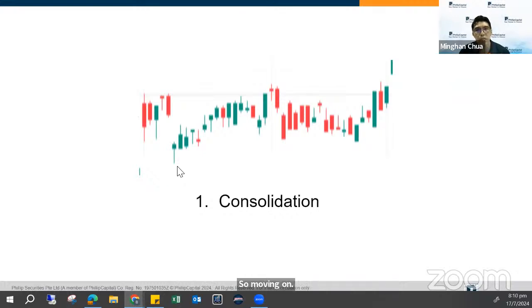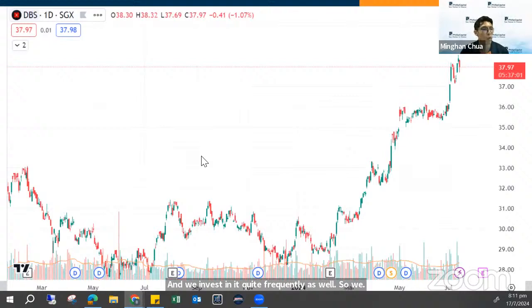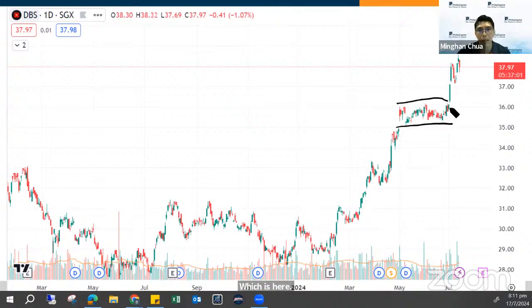So there was a consolidation for 2 months in DBS, and this is my personal story and my client story as well, because we trade the banks and we invest in it quite frequently. So this is what happened to DBS. On the way up, a number of my clients and I already took some profits, and we were looking to enter. So in May, looking at the sideways movement, let me draw it out for you. Which is here. It consolidated for 2 whole months.